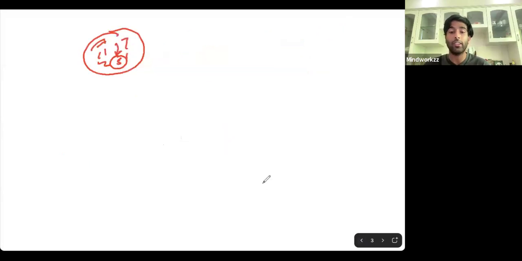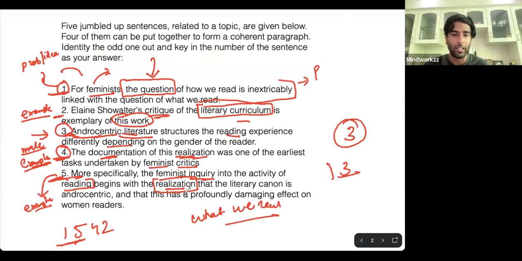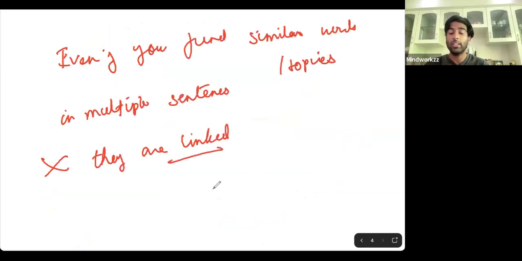As I showed you right here, androcentric was being talked about in two different places, in 3 and 5. And maybe you thought, okay, androcentric, this is linked, and this is going to be together. But you need to understand that it should also make sense somewhere, in some sort of part. So even though you will find a lot of similar stuff in different sentences, it does not mean that they are linked. You need to read with an open mind, and while understanding what is happening. That is the first thing.